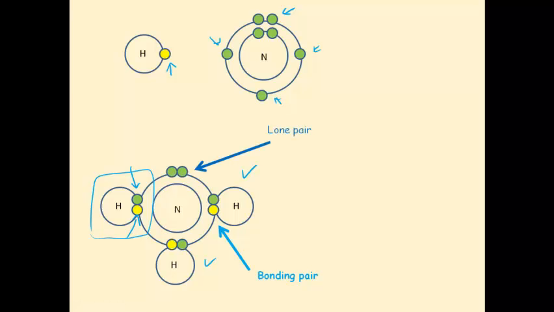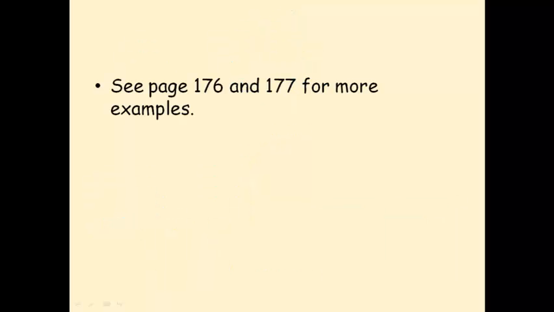We can also see that nitrogen still has a lone pair of electrons in its outermost shell. A shorter form way of showing covalent bonding is like this. Have a closer look at the examples on page 176 and 177.